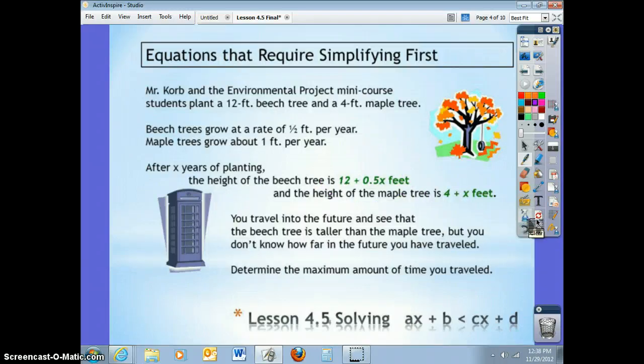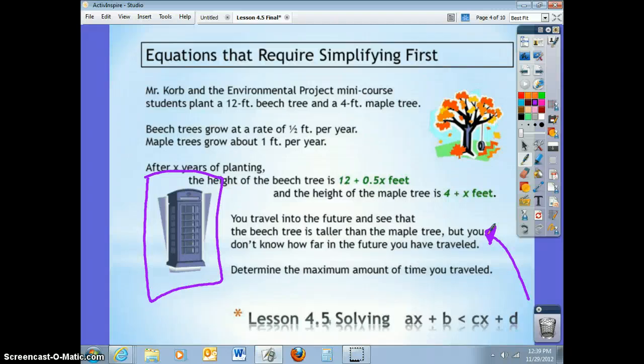Okay, so now we know the trees have been planted and we know how fast they're growing. Well, any of you who know anything about Doctor Who know that you can time travel. If you find a little blue phone booth, you can get in it and travel back and forth. Who knew? So we're going to get in this blue phone booth and travel into the future. And when we travel into the future, we're going to find that the beech tree, which started out taller, is still taller than the maple tree. Eventually, the maple tree is going to get taller, but right now, the beech tree is still taller.